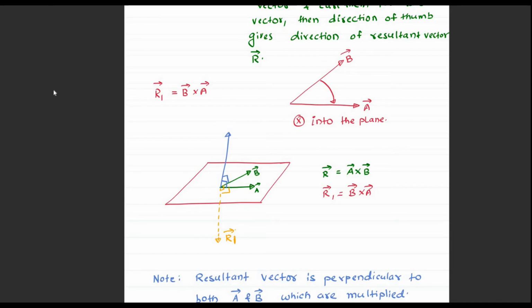One more thing that we need to see here is that A cross B and B cross A, they are exactly opposite in direction, right? So R vector and R1 vector are opposite in direction. It's very important. ठीक है, तो A क्रॉस B और B क्रॉस A दोनों का डायरेक्शन सेम नहीं होता है, they are opposite in direction.